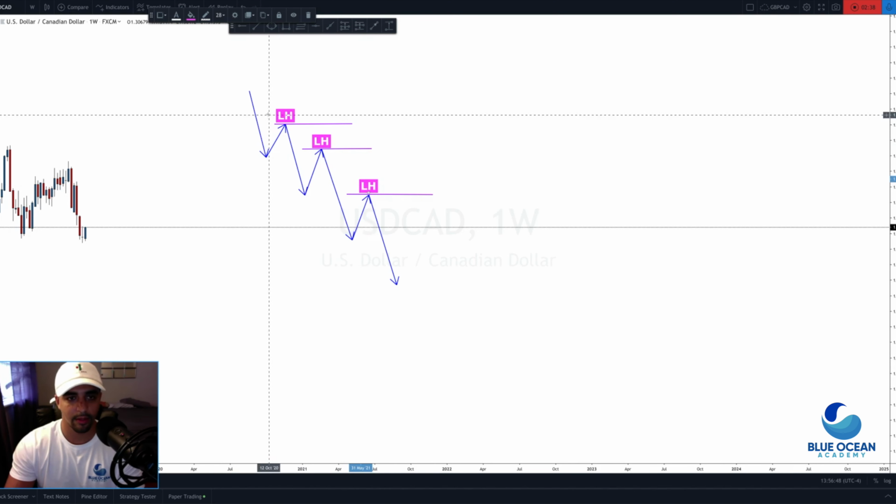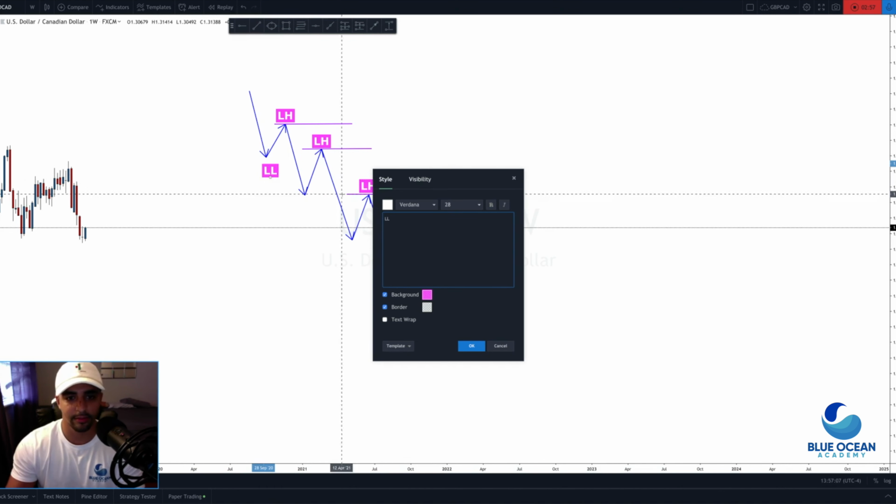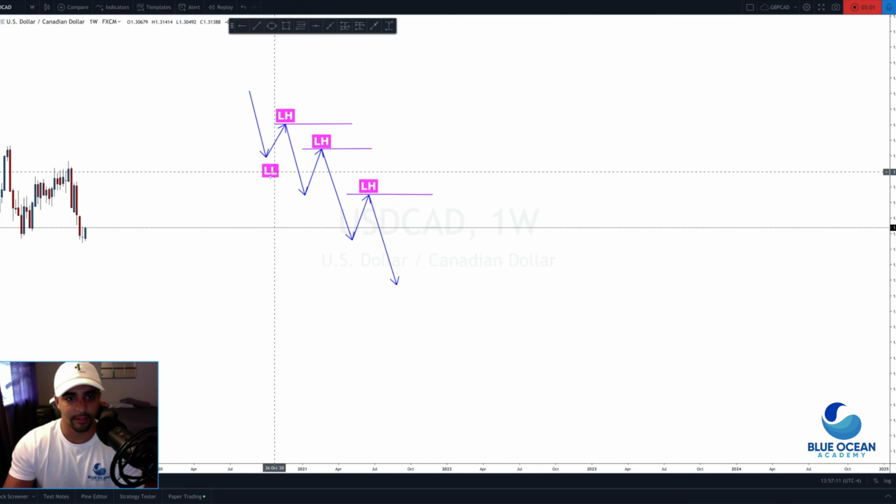And our floors are creating lower lows, right? Because this low is lower than this low. These are lower lows, and I'll write that down for you. I'll put LL. So LL stands for lower low, LH stands for lower high.